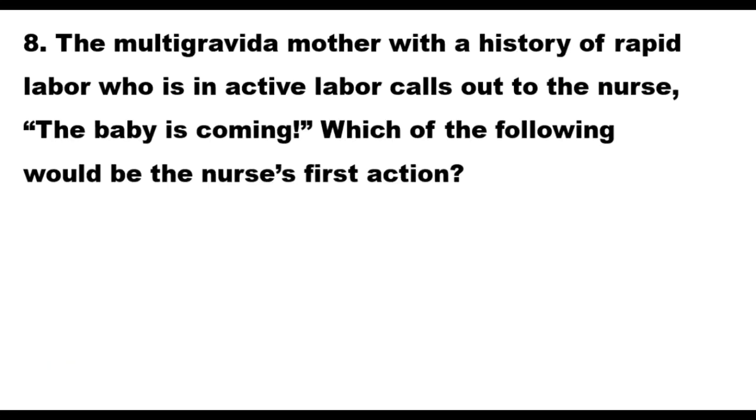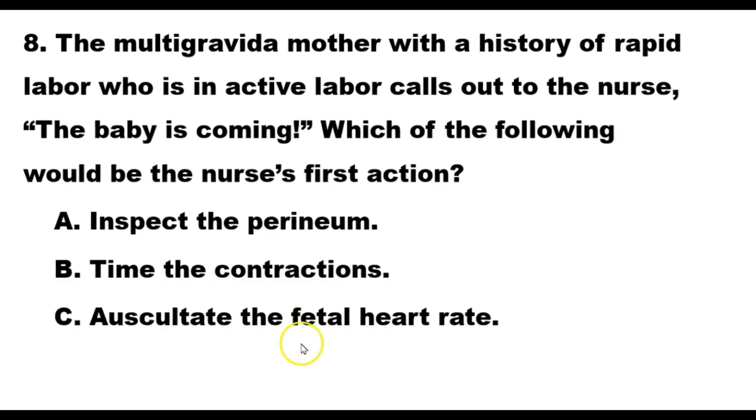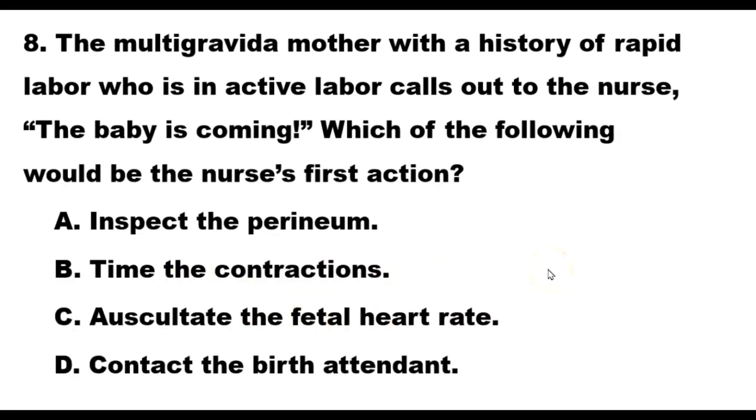Question number 8. The multigravida mother with history of rapid labor who is in active labor calls out to the nurse or midwife, the baby is coming. Which of the following would be the nurse's first action? A. Inspect the perineum. B. Time the contraction. C. Auscultate the fetal heart rate. D. Contact the birth attendant. Think over it for 5 seconds.